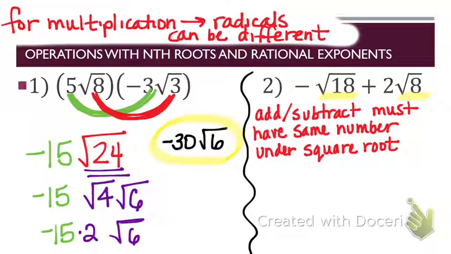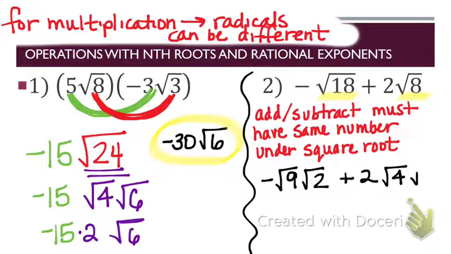Yes. So I'm going to take this 18 and write it as negative, because that negative is still in the front, and then 9 times 2. 9 times 2 is 18. Now let's look at the second one. Is there a perfect square that divides into 8? 4 times what? 4 times 2. So I'm going to take that 8 and write it as 4 times 2. So what I just did was simplify the square root by taking out a perfect square.